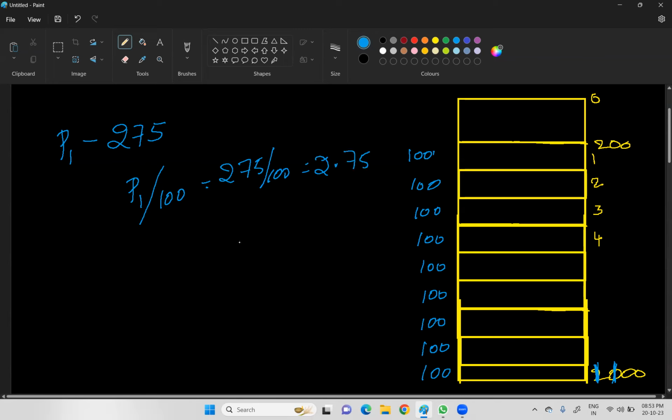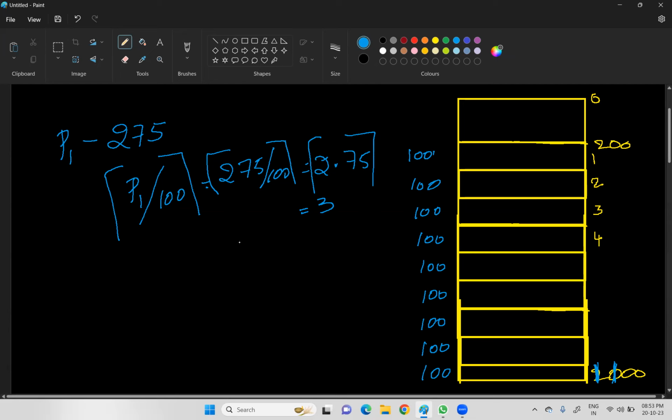2.75. Okay, this must always be a ceiling value. This notation is called a ceil. So it is a ceiling value. So the ceiling of 2.75 is 3. So you require 3 frames to store this one. Okay.